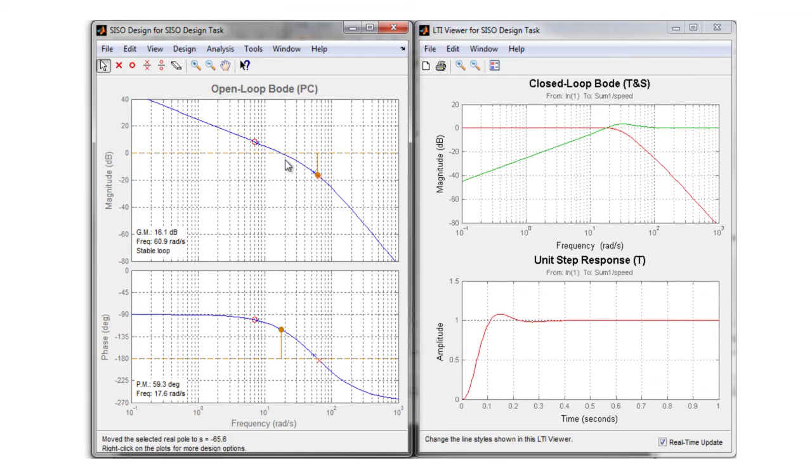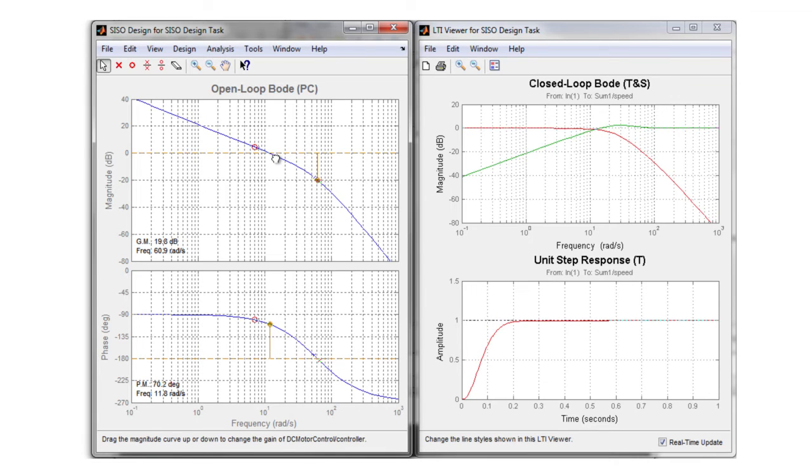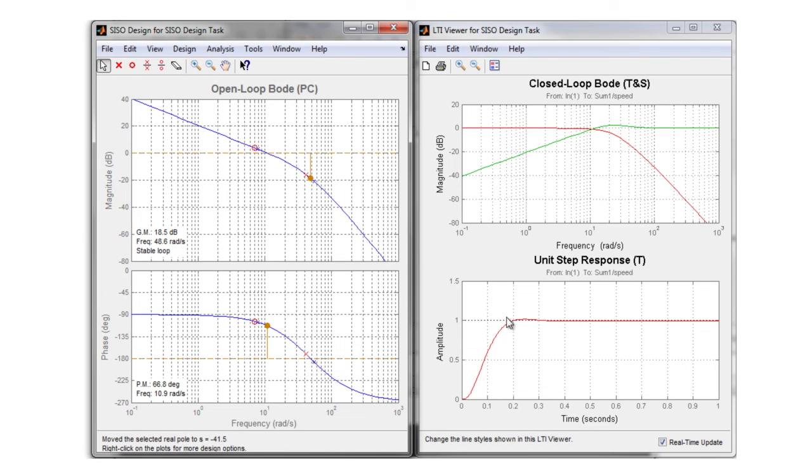Let me reduce the gain a bit. Bring it back to the 10 radians per second crossover frequency. And maybe I can bring my pole back a little bit. So everything looks pretty good right now. That bump in the phase has resulted in 68 degrees of phase margin, which is good. We have 18.5 dBs of gain margin, which is above our requirement.